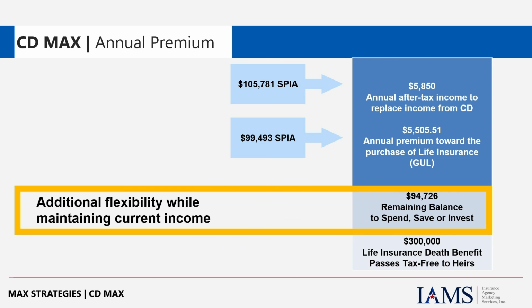What we have done though is we've cleared up some funds for her. We have now freed up $94,726. Again, in this scenario, remember, June liked the concept but wanted more liquidity. So in this scenario, the after-tax income in her pocket may be a little lower, but she has nearly $95,000 that she can use as she sees fit, or just to kind of have as that security blanket in case of emergency.